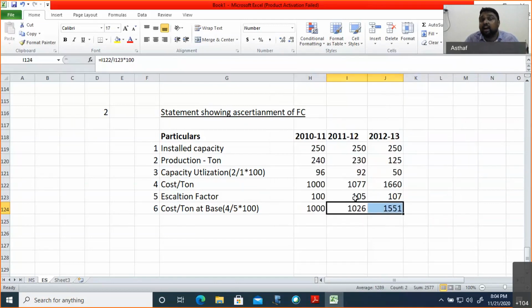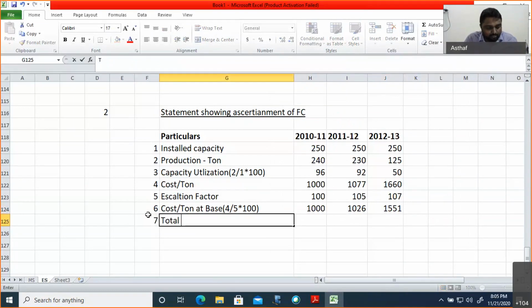1077 is coming after the 5% increase. So if the 5% increase is not there, what will be the amount? So, reverse calculation. Now we are applying our costing concept. Just listen. Once you listen, you will understand. See, what is the total cost? Total cost is equal to point number 6 into point number 2.